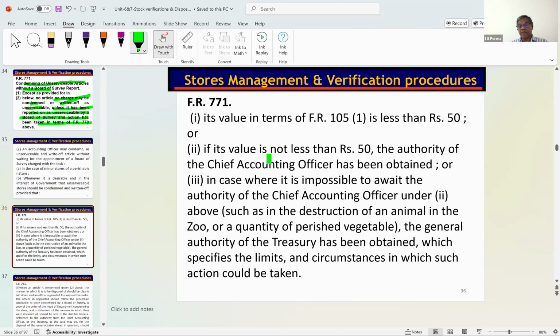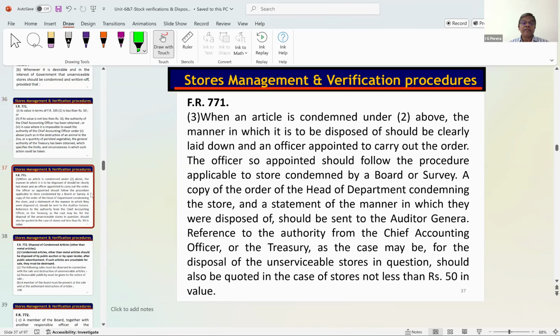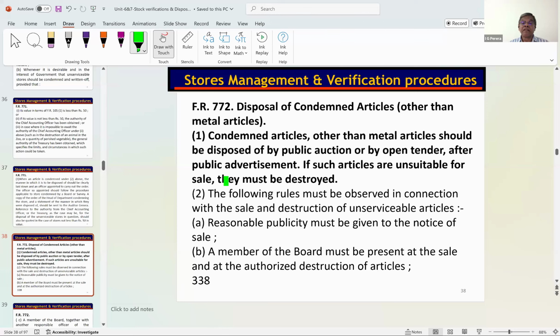So then, after taking the approval, it can be disposed of. ඒ වගේ මේ විස්තර ටික තියෙනවා මේකේ how you should be basically behaving. එතකොට මේ articles condemn වුණාට පස්සේ it depends on the different types of articles.